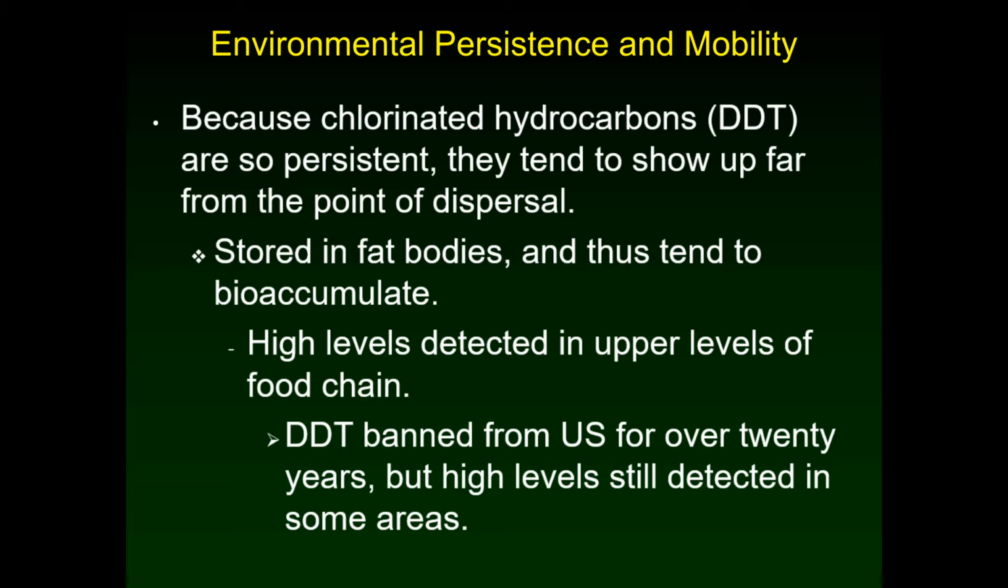DDT was banned in the US for over 20 years, but high levels are still detected in some areas. This was highly controversial when it was banned. It was a pretty big thing because it was such a widely used pesticide. And then once the effects kind of came out about it, there was a lot of resistance to it. If you're wondering how people can be resistant to science, just look up any coronavirus protester.